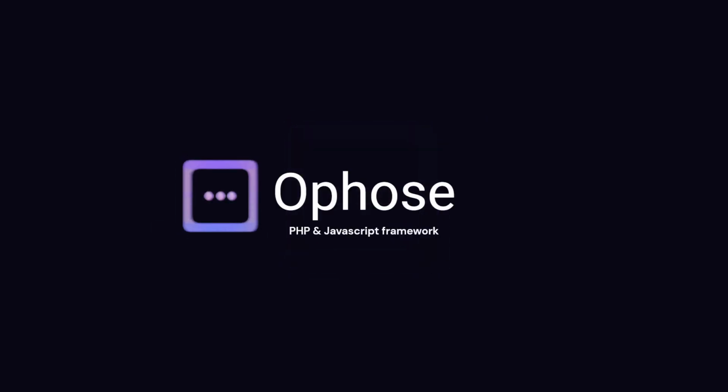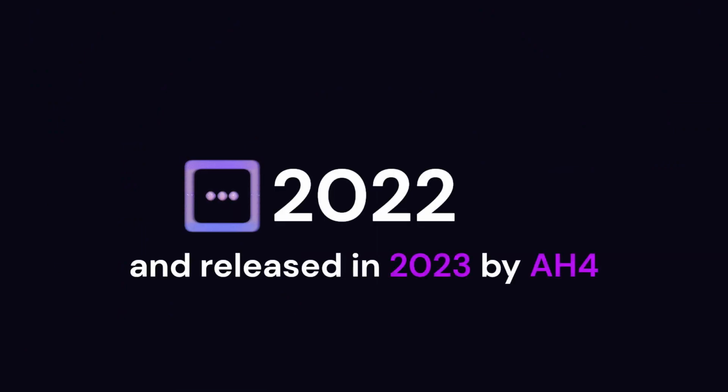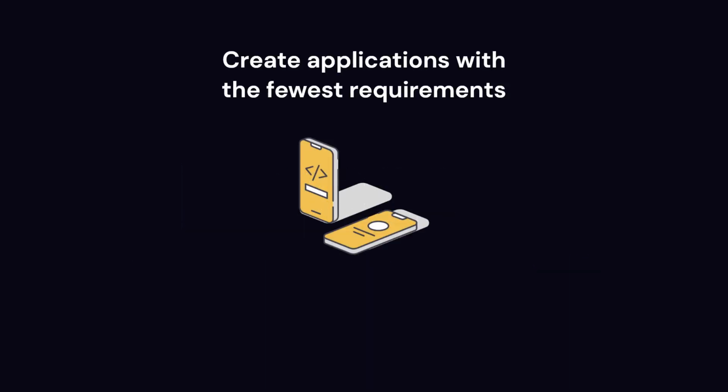Ophose is a PHP and JavaScript framework that redefines simplicity and speed for your web application development. It was developed in 2022 and released in 2023 by AH4, who originally needed a way to create applications with the fewest requirements, inspired by the most well-known web frameworks.